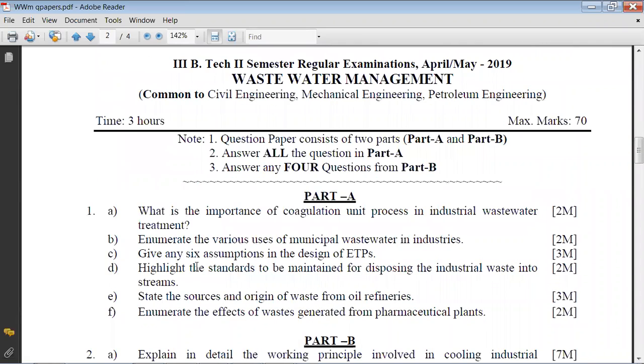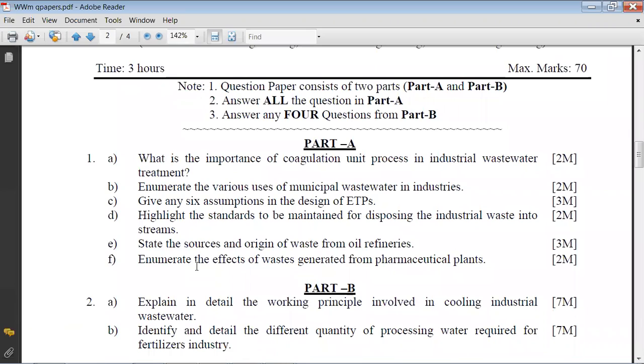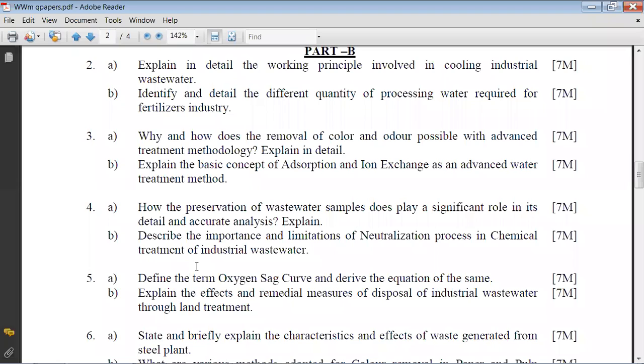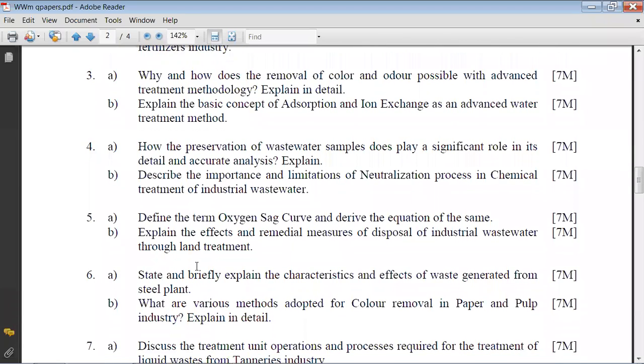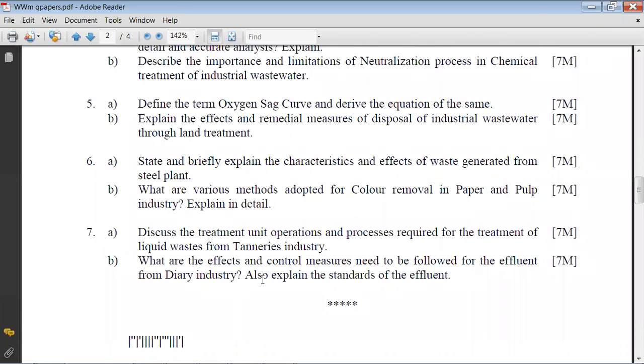See the second paper also. There are no questions on assumptions of ETPs, or on waste oil from oil refineries removal. There are no problems. See here: what are the various methods to achieve color removal in the paper and pulp industry? Explain the characteristics and effects of wastewater generated from the steel plant. Tannery industries. All these we discussed in detail in class.